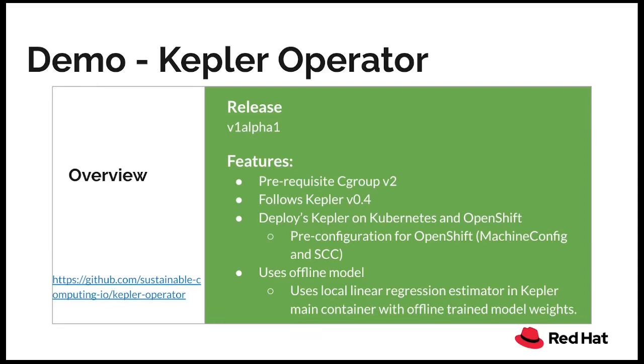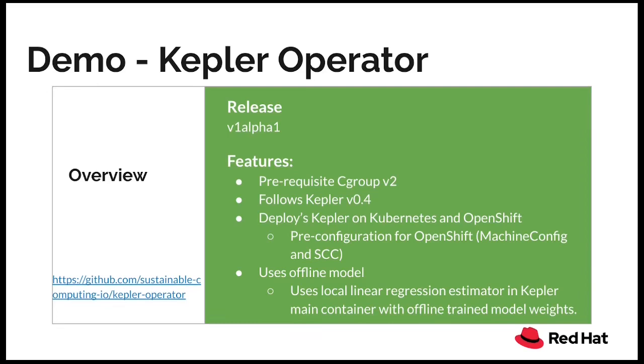The release that we have right now is v1 alpha 1, and it has a prerequisite that it needs cgroup v2, and it follows the Kepler 0.4 release, and it deploys Kepler both on Kubernetes and OpenShift. So when you're deploying it on OpenShift, it also pre-configures your OpenShift nodes by applying a machine config and SCC.